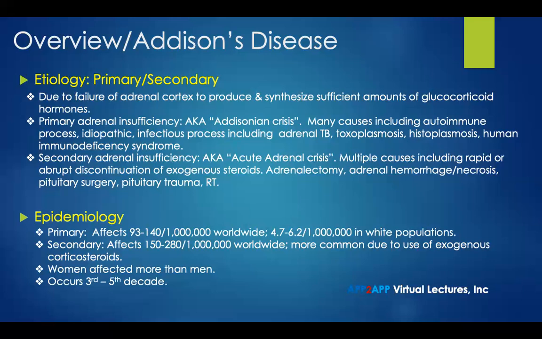Epidemiology: in individuals with primary Addison's disease, it affects about 93 to 140 per million worldwide, and about 4.7 to 6.2 per million in the white population. So this is seen more so in the Caucasian population than in other races. Secondary affects about 150 to 280 per million worldwide, and it's more common than the primary Addison's disease because of use of exogenous corticosteroids. Women do tend to be affected more than men, and it usually will present itself between the third and the fifth decade of life.